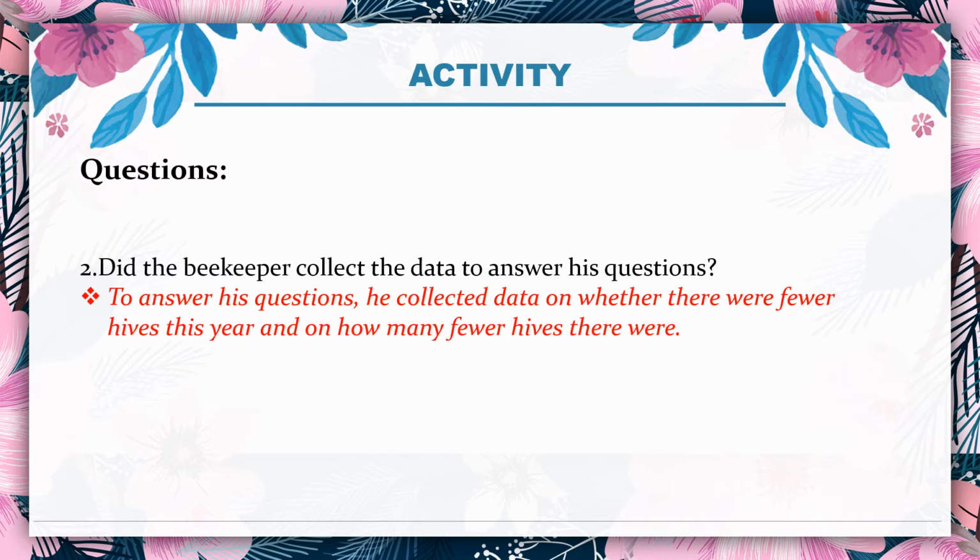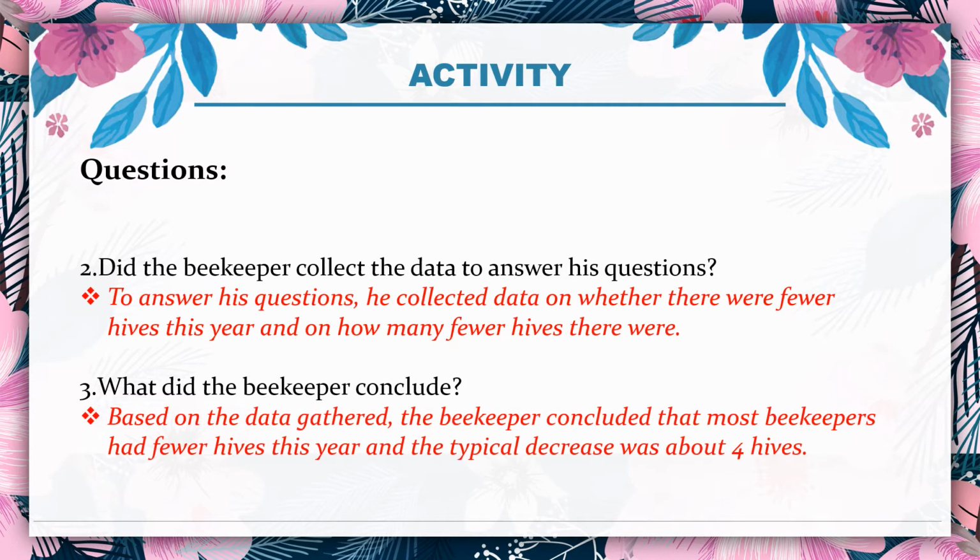Last question for the story or about the story. What did the beekeeper conclude? Yes, based on the data gathered, the beekeeper concluded that most beekeepers had fewer hives this year and the typical decrease was about 4 hives. Good job! You were able to successfully do the second activity.